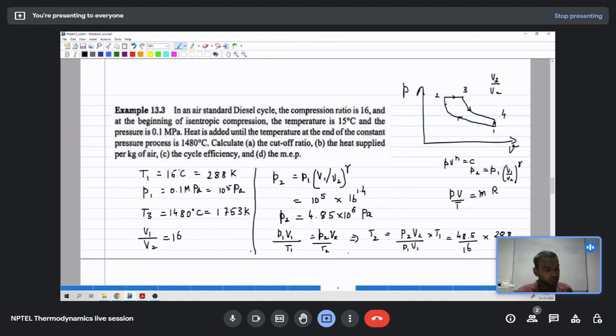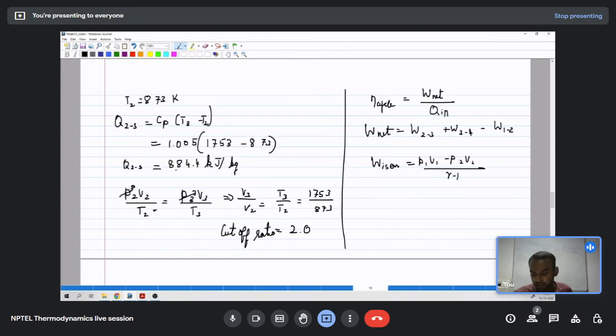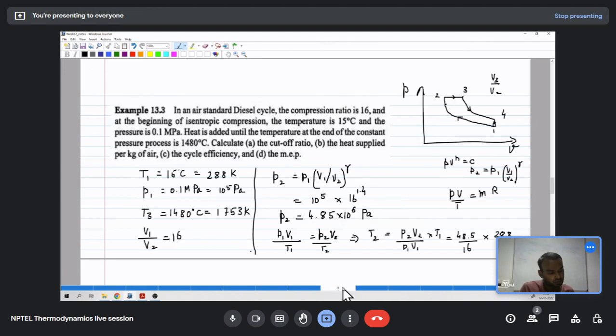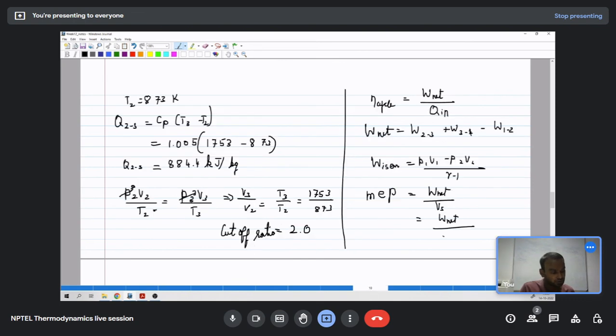Then that's how we get the net work, and heat supplied is already calculated, so that is 884.4 kilojoules per kg. So using these we can calculate the cycle efficiency. And the MEP is given by work output, or net work, divided by swept volume. So again, this W net is what we calculated above, and the swept volume is V1 minus V2. Using this we can calculate the mean effective pressure as well.